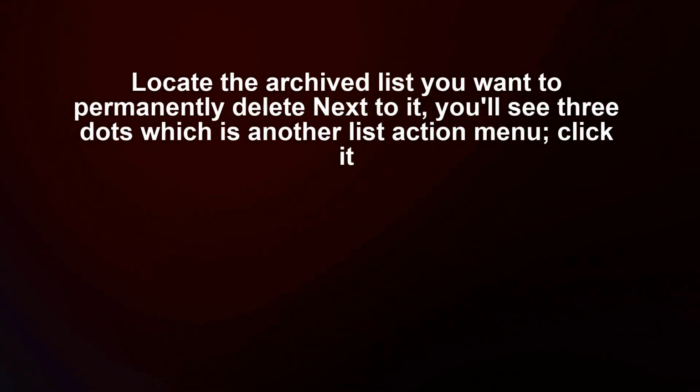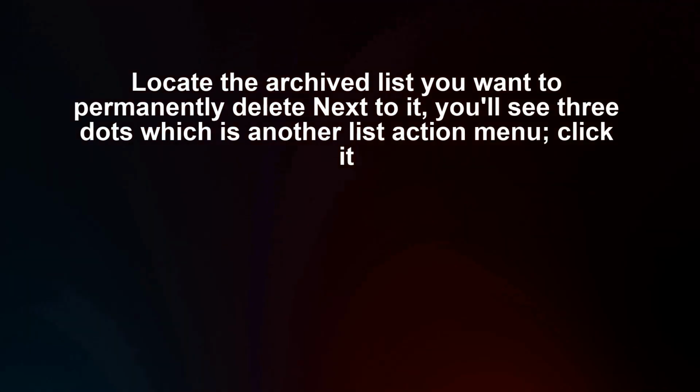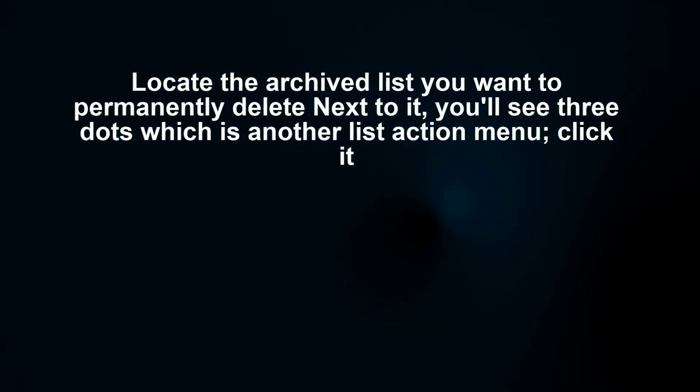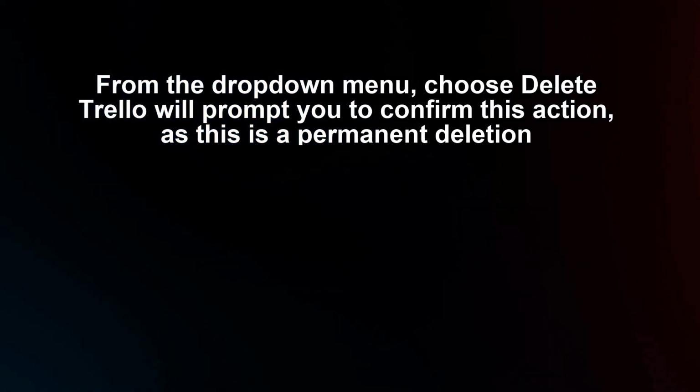Locate the archived list you want to permanently delete. Next to it, you'll see three dots, which is another List Action menu. Click it. From the drop-down menu, choose Delete.